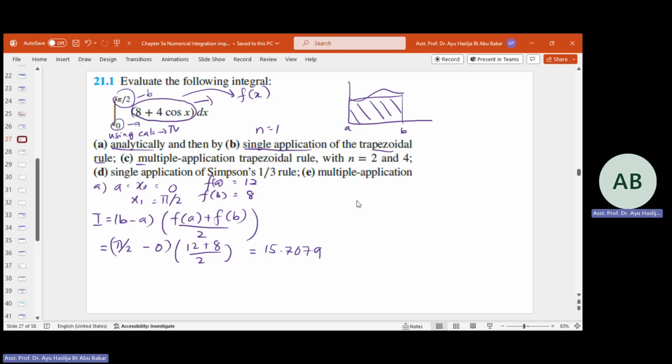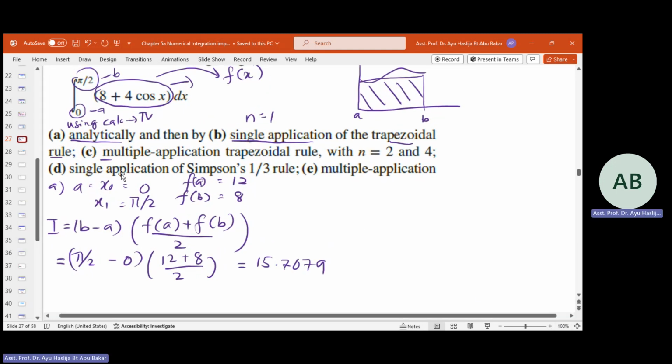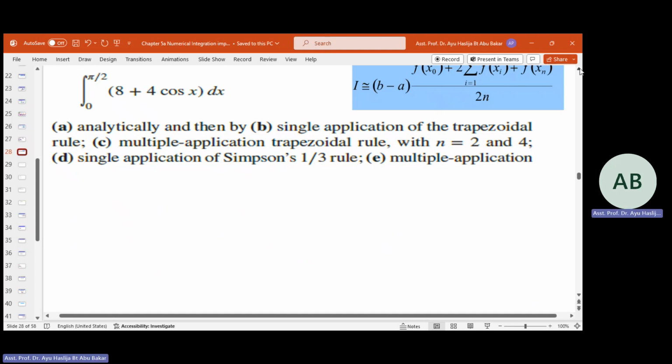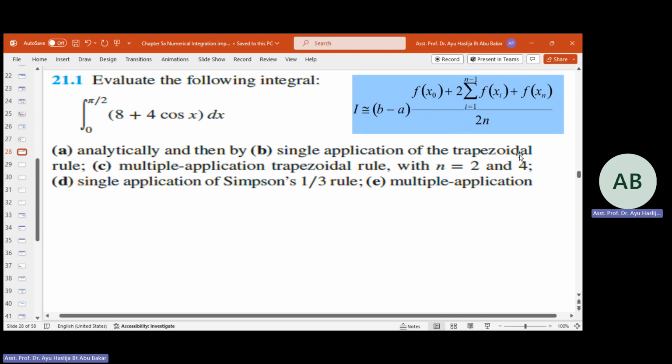Yesterday we stopped at the trapezoidal rule for single application. Okay, so today let's try multiple application trapezoidal rules. Have you tried on your own? Okay, we try trapezoidal multiple application. Let's try for n equals 4. Focus on n equals 4.